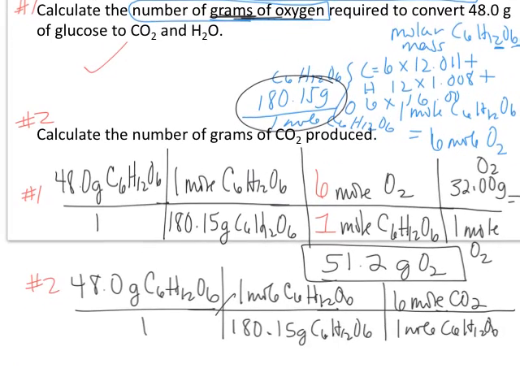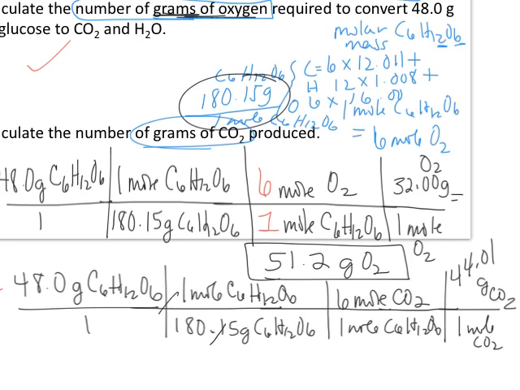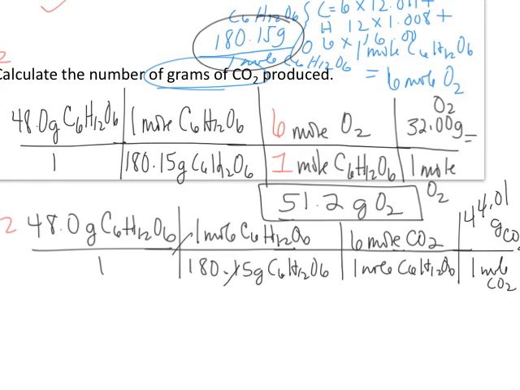And then we need to use the molar mass because the question asks for grams of CO2. So for 1 mole of CO2, we have to use this molar mass, which we get from the periodic table. 1 carbon plus 2 oxygen should total 44.01 grams of CO2 per 1 mole. And then we type that in our calculator. 48 divided by 180.15 times 6 times 44.0. Our answer should be 70.4 grams of CO2 produced.